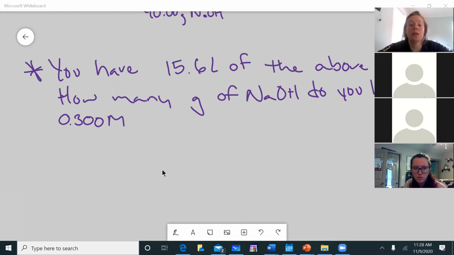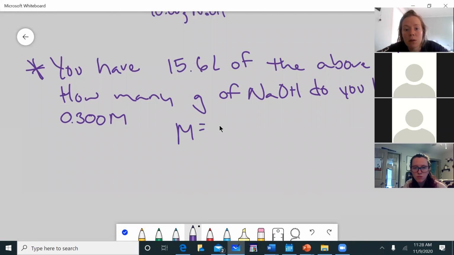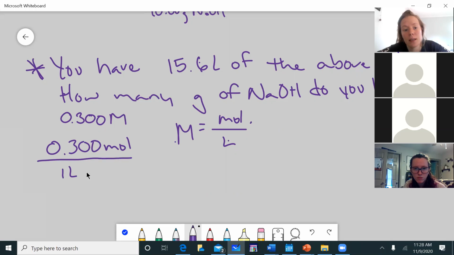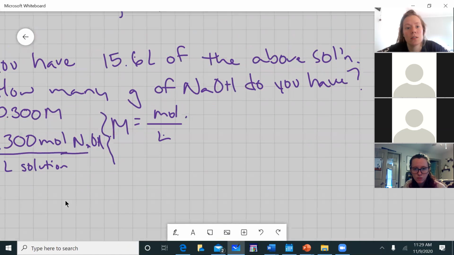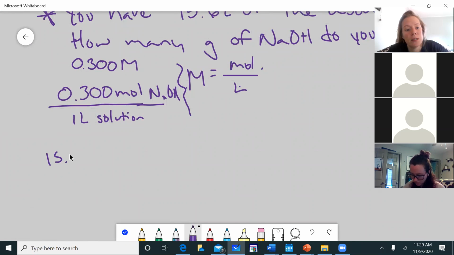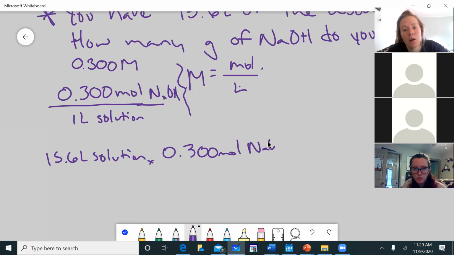Okay, so to mess around with this one, again, you can just plug it into the equation. So if you like the idea of going, well, molarity equals moles over liter, and I know molarity and I know my liter, so I can solve for moles and then convert to grams, you can do that. I'm going to write this as a conversion factor though. 0.300, and this means moles over every 1 liter of solution. And it's specifically moles of the solute NaOH. So I start with my given information, which is 15.6 liters of solution. And I can use my conversion factor here that says 0.300 moles of NaOH for every 1 liter of solution.